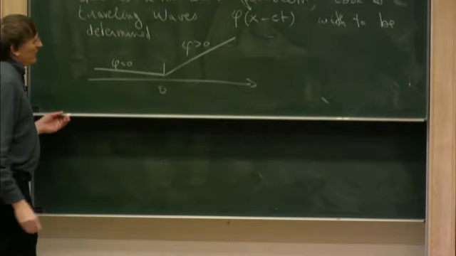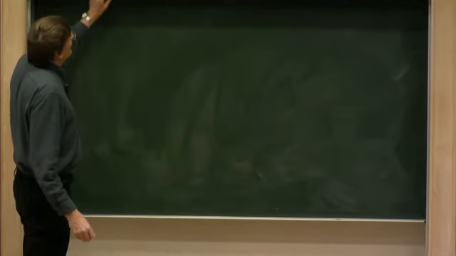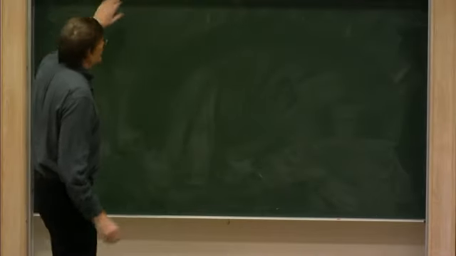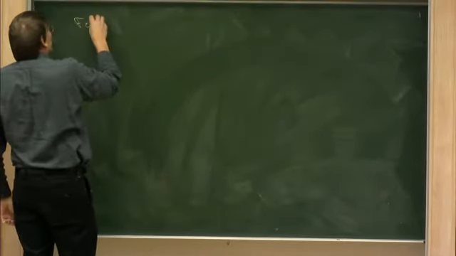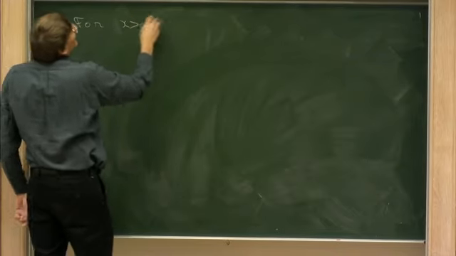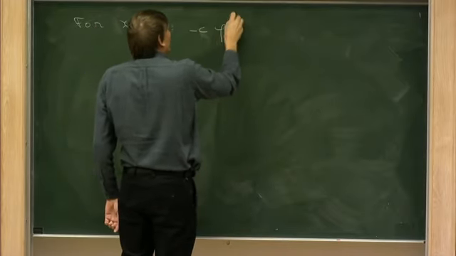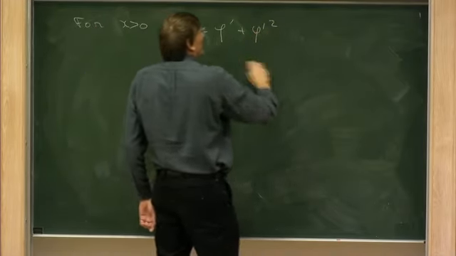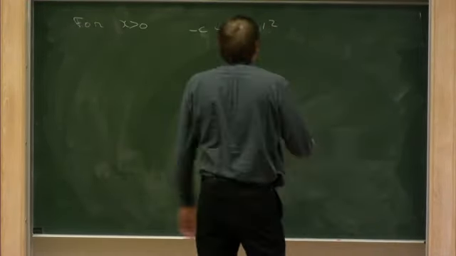Okay, so where phi is 0, that's fine, you get your solution. And on the right, for x strictly positive, what you have to write is minus c phi prime plus phi prime squared plus r equals 0.